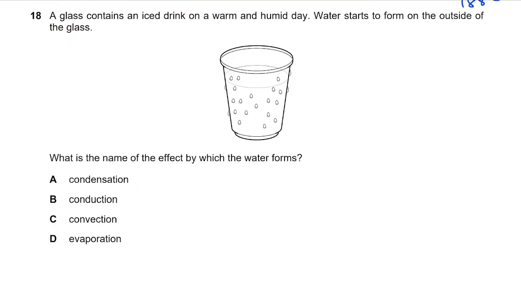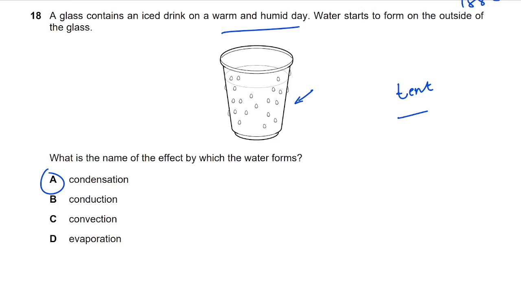Number 18, it says a glass contains an iced drink on a warm and humid day. Water starts to form on the outside of the glass. Okay, what is the name of this effect? Now, water is forming because it's humid, and it's at the outside part. This is because of condensation. The same reason why a tent, for example, when you wake up early morning in a tent and there is water on the tent, the reason is because of condensation.